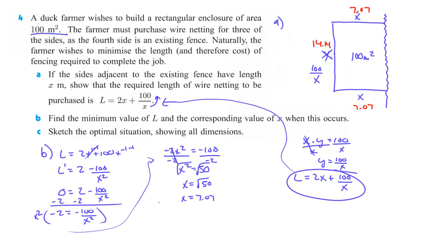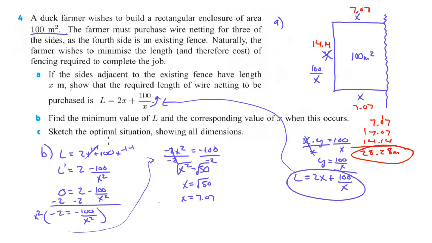So that's going to give us the minimum value. That's when x equals 7.07. So really the minimum value is going to be all of those added together. So that's 7.07, 7.07, 14.14, and that is going to be this. Let's see. 28.28 meters of fencing is going to be able to give him or her the 100 square meters of fenced-in duck park that they want.